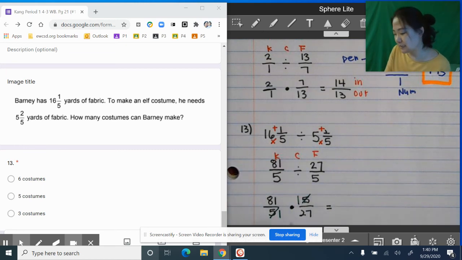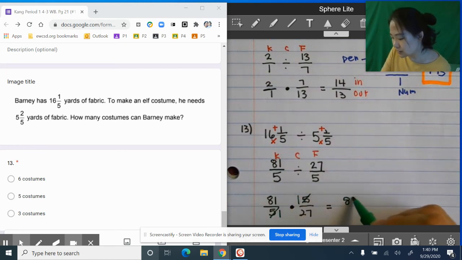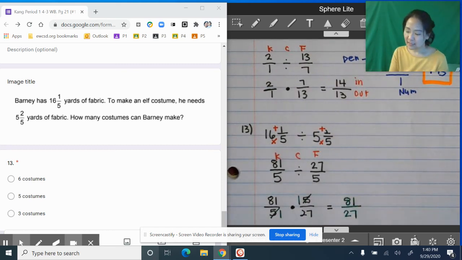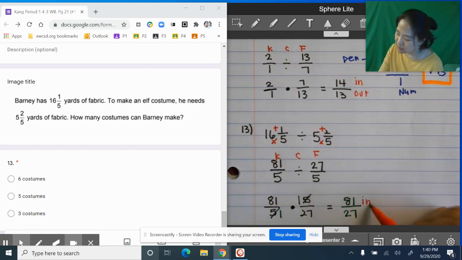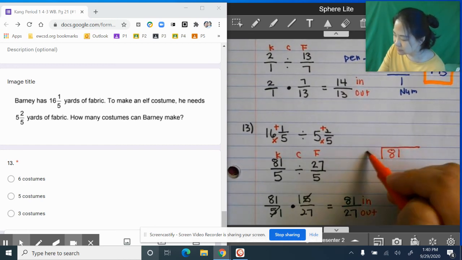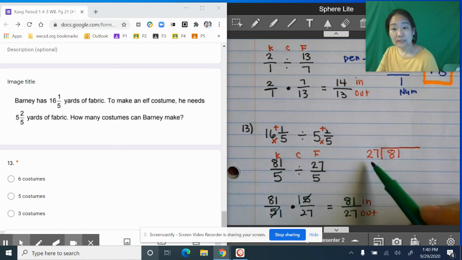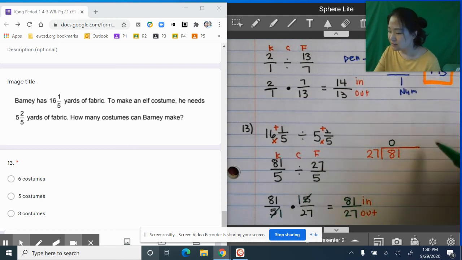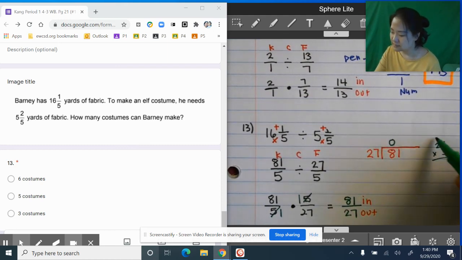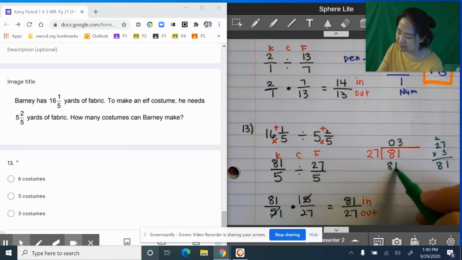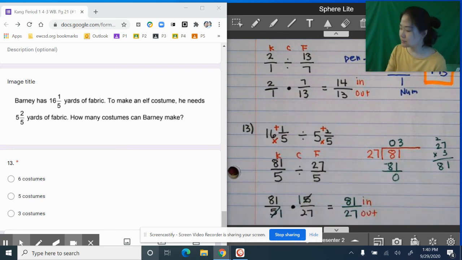And now I'm going to multiply across. So 81 times 1 is 81. And 1 times 27 is 27. Since this is an improper fraction, I'm going to do in and out. So 81 in, 27 out. 27 goes into 8 0 times. 27 goes into 81 3 times. 21, 6 plus 2 is 8. So it goes in exactly 3 times. So then that means the answer is 3, or 3 costumes.